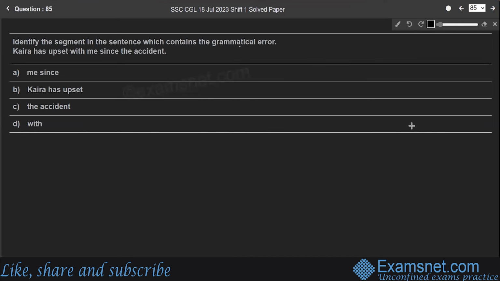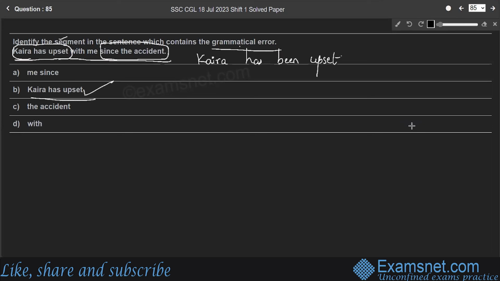Question 85. Identify the segment in the sentence which contains the grammatical error. In the given sentence, the sentence is Kyra has upset with me since the accident. So this phrase, Kyra has upset, has a grammatical error, right? Since the accident is given, this phrase should be replaced with Kyra has been upset with me since the accident, right? So option B, Kyra has upset, has the grammatical error.